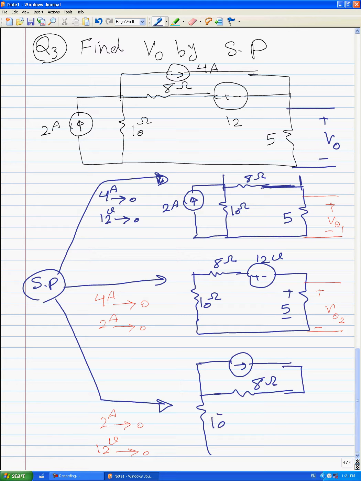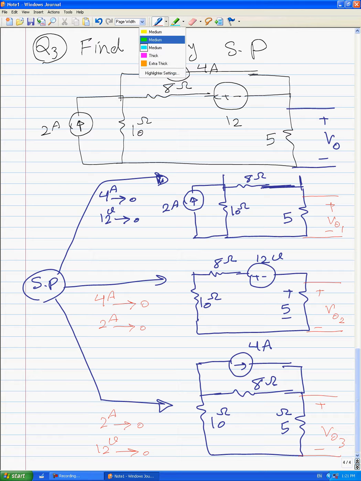We have 8 ohms here, 10 ohms here, and 5 ohms here, and 4 amps here. The output voltage in this part we define as V out 3. Again, we have 3 sub-circuits which are generated by the superposition technique.